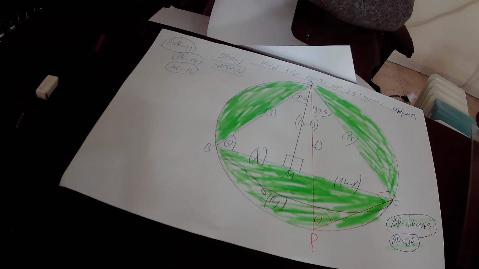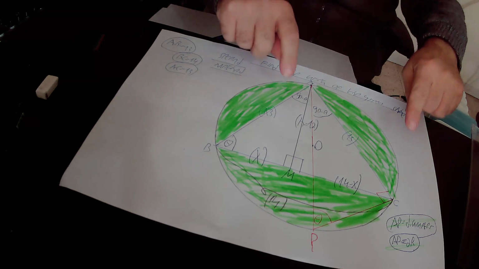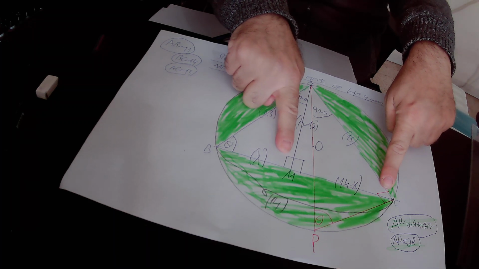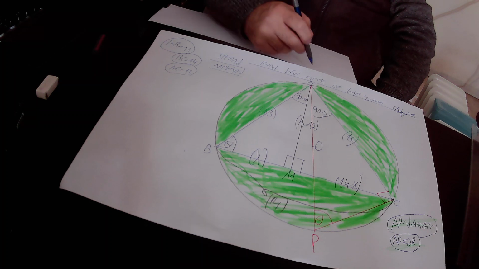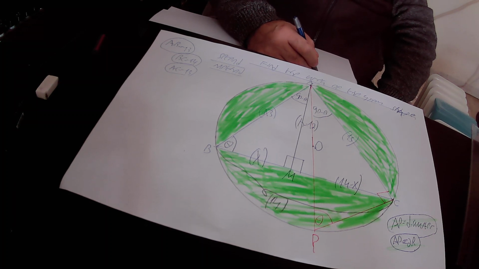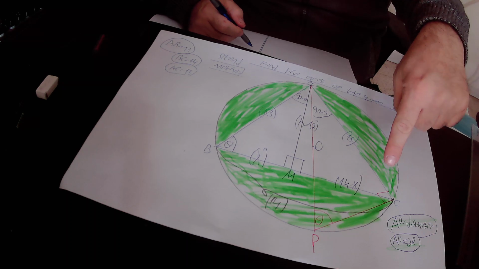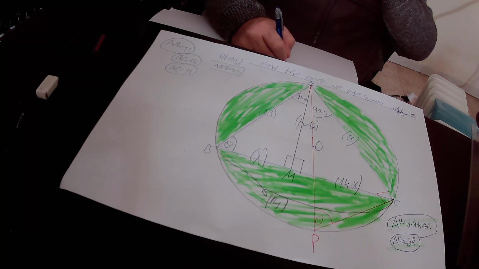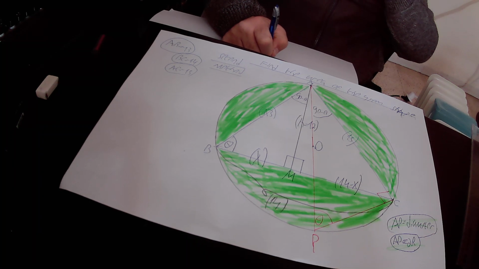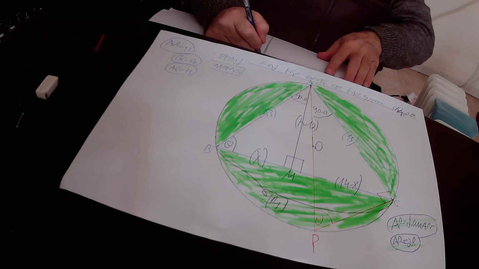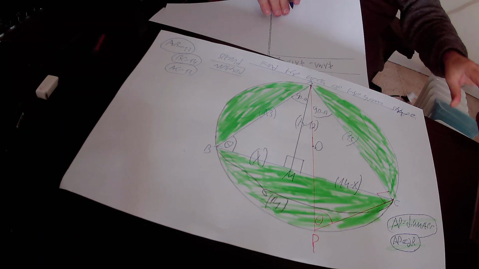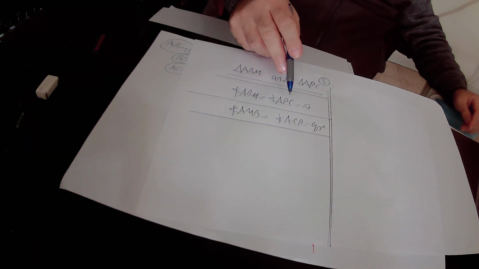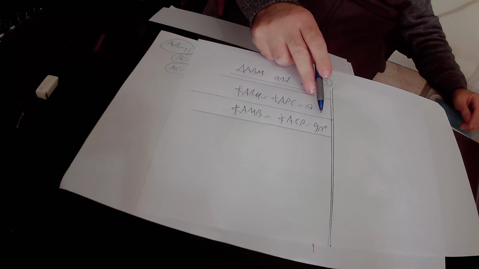In addition, those two angles are both equal to 90 degrees, therefore they are equal to each other. So angle AMB is equal to this angle, it is actually angle ACP. Repeat again, angle AMB in triangle ABM equals angle ACP in triangle APC. They are both equal to 90 degrees, therefore they are equal to each other.